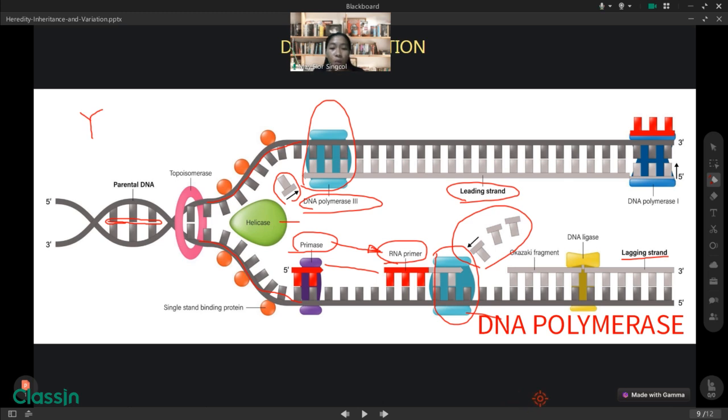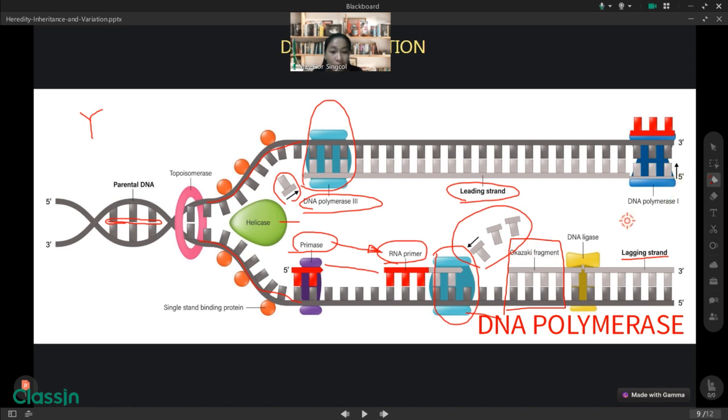Okay, so once this DNA polymerase reaches this RNA primer, it detaches itself. So mag-detach na siya and the separate segments of DNA formed in the lagging strand are referred to as the Okazaki fragments. So kani siya. Mo ni siya mga Okazaki fragments. Okay, so after the Okazaki fragments complete the lagging strand, a cleanup is then followed.